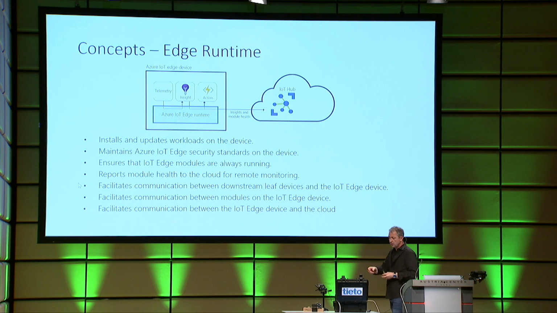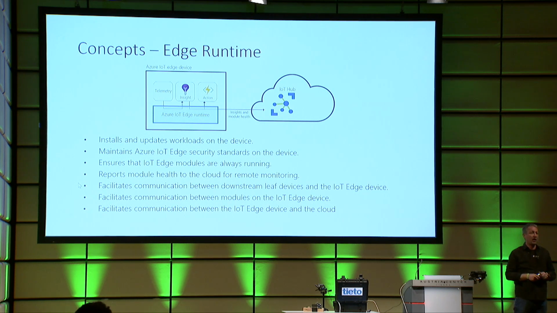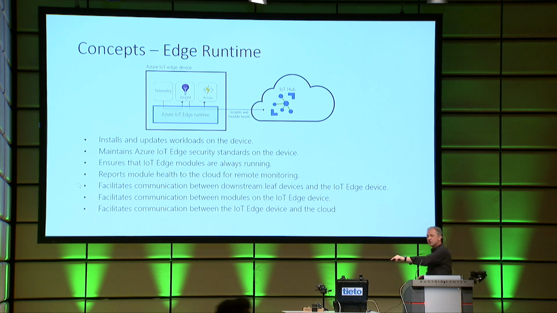Communication between leaf devices, any hardware that talks to the edge device. It is responsible for the communication among the different modules. And of course, it is also responsible for the communication of the edge device itself when it talks to the cloud, to an IoT hub. Makes sense.